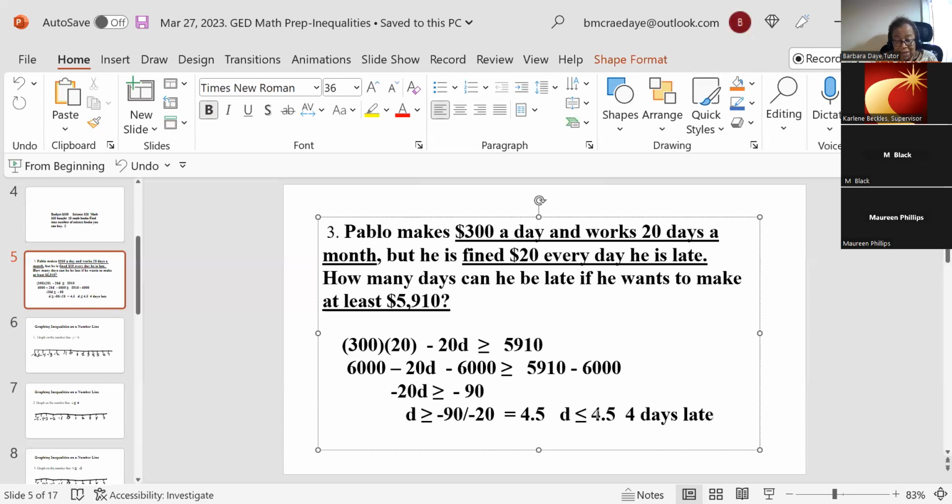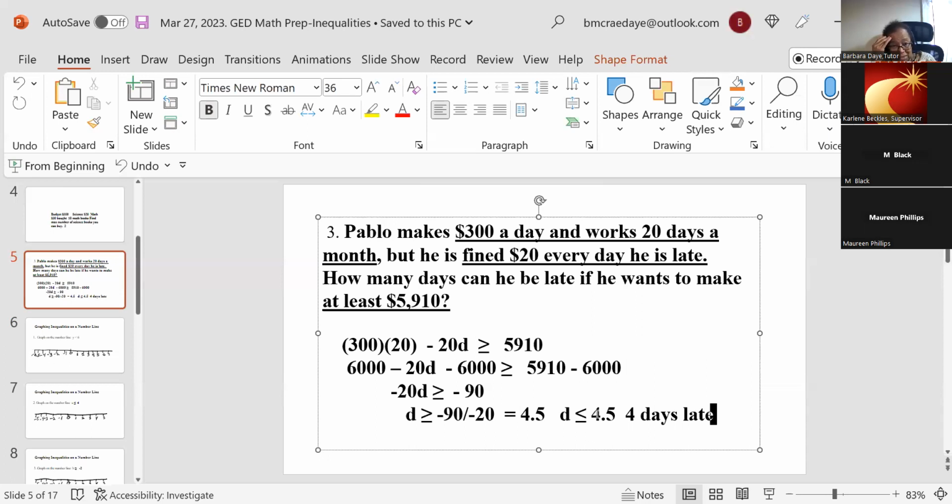But what did it say? If he's never late, he will make 6,000. But it says he's only fined when he's late. So if he's on time, he doesn't get a fine. If he doesn't get a fine, that means he's going to make 6,000. That's what he makes, the 6,000 without a deduction.